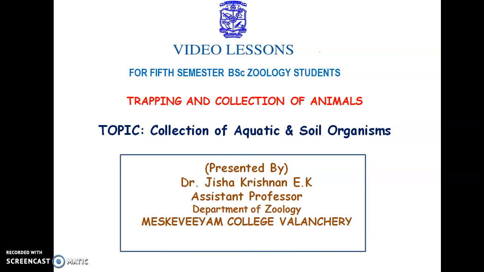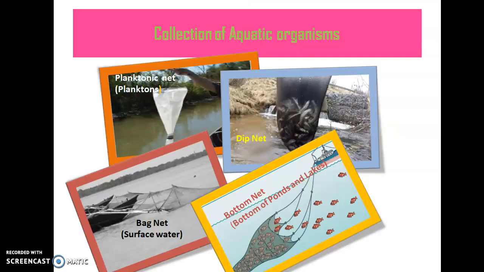Dear students, welcome back to my class, and today I am going to discuss the topic collection of aquatic and soil organisms. So let's move. How can we collect aquatic organisms? For collecting aquatic organisms, there are generally 4 different types of nets used. They are as follows: planktonic nets, bag nets, dip nets and bottom nets.